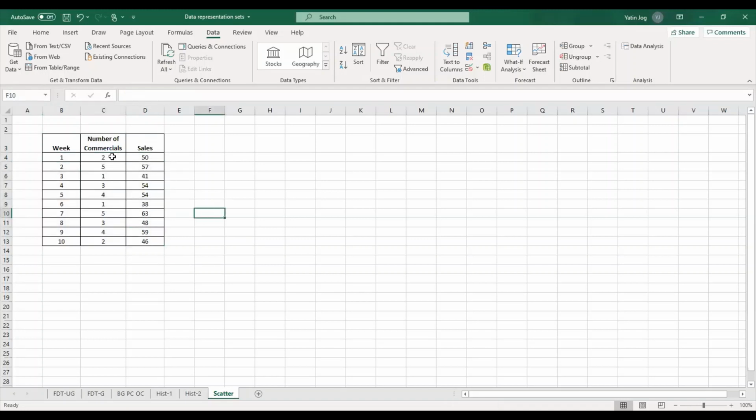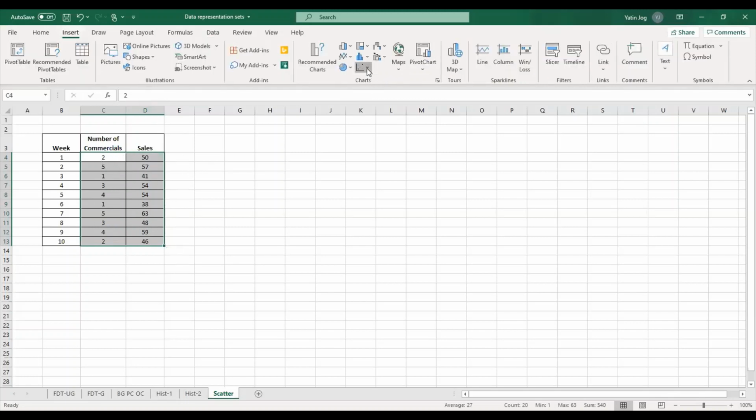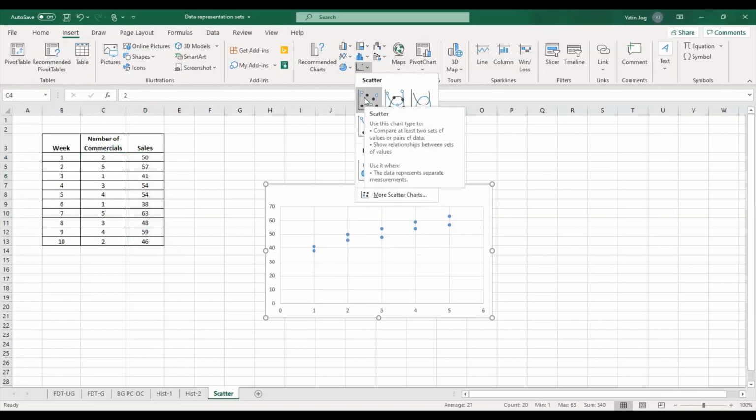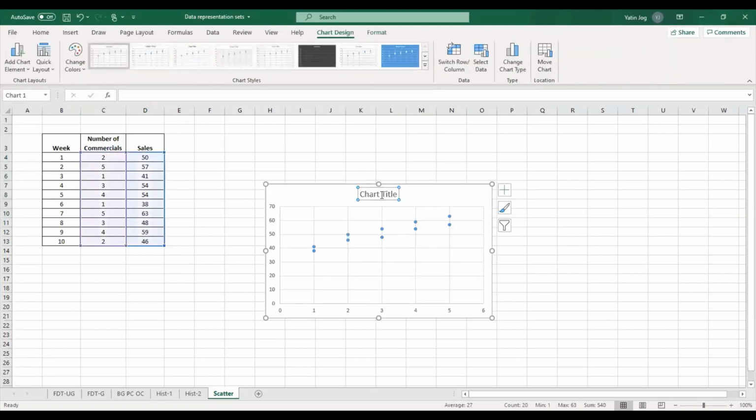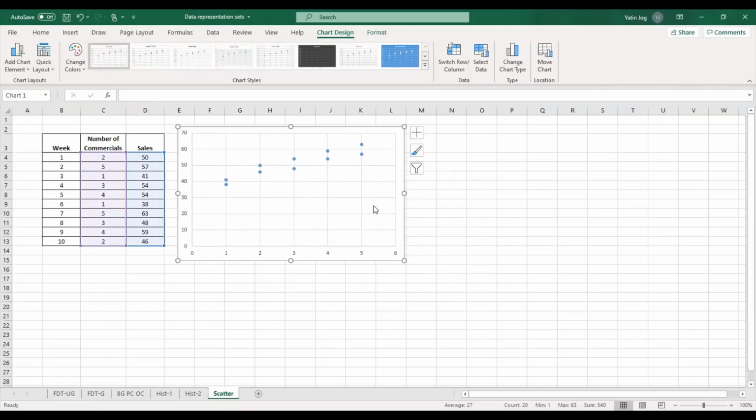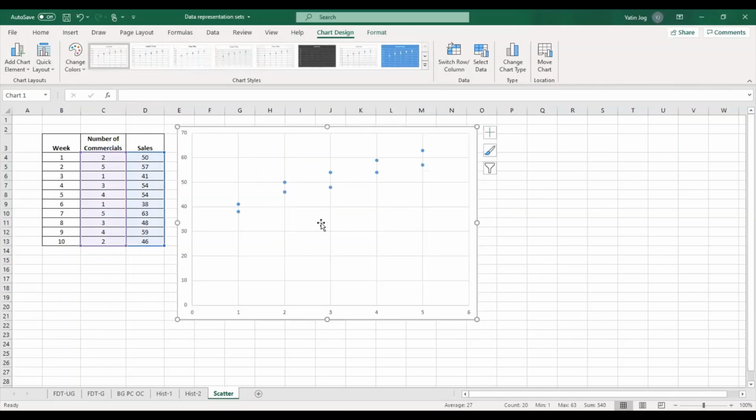Now I want to understand the relationship between commercials and sales. If I release n number of commercials, what can I expect as my sales? So just select these 2 columns with all the data values and go to scatter diagram. Select the simple scatter diagram. So this is your simple scatter diagram from this data. Now if you look at it, we don't have any values on the y-axis till 30.